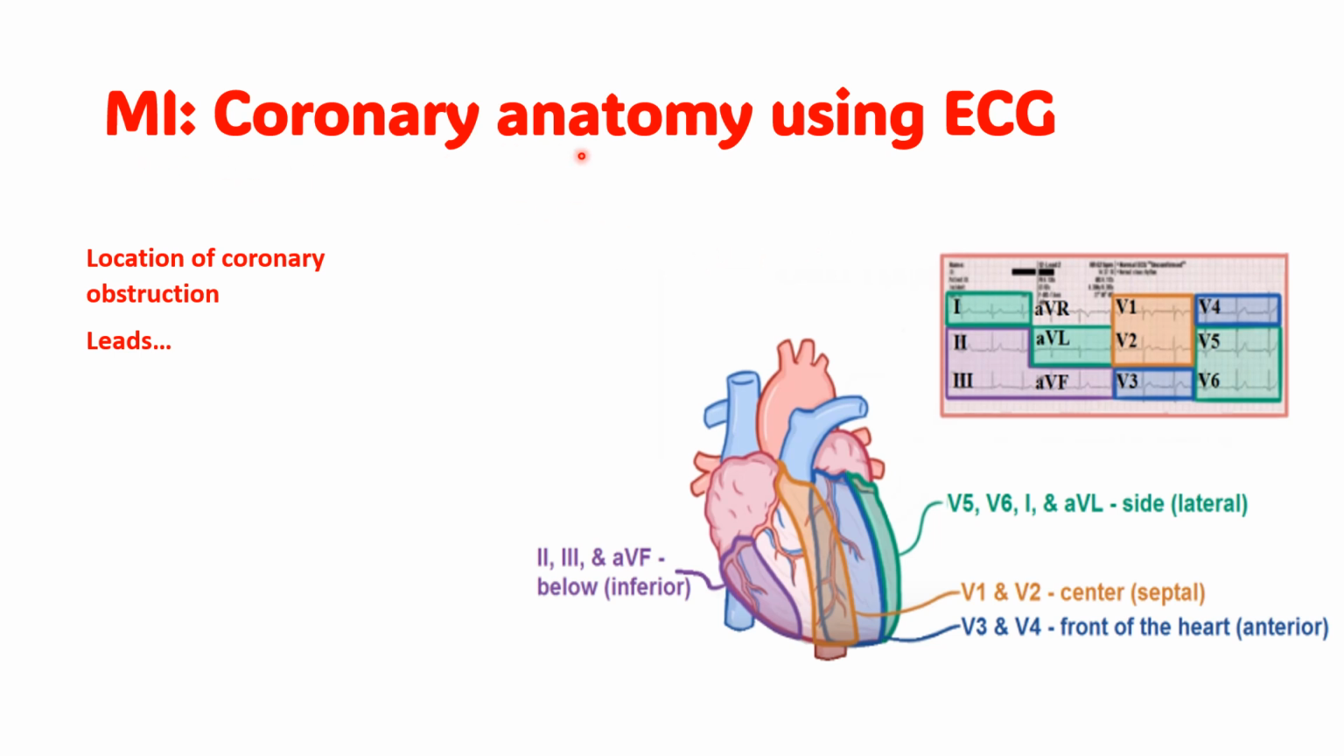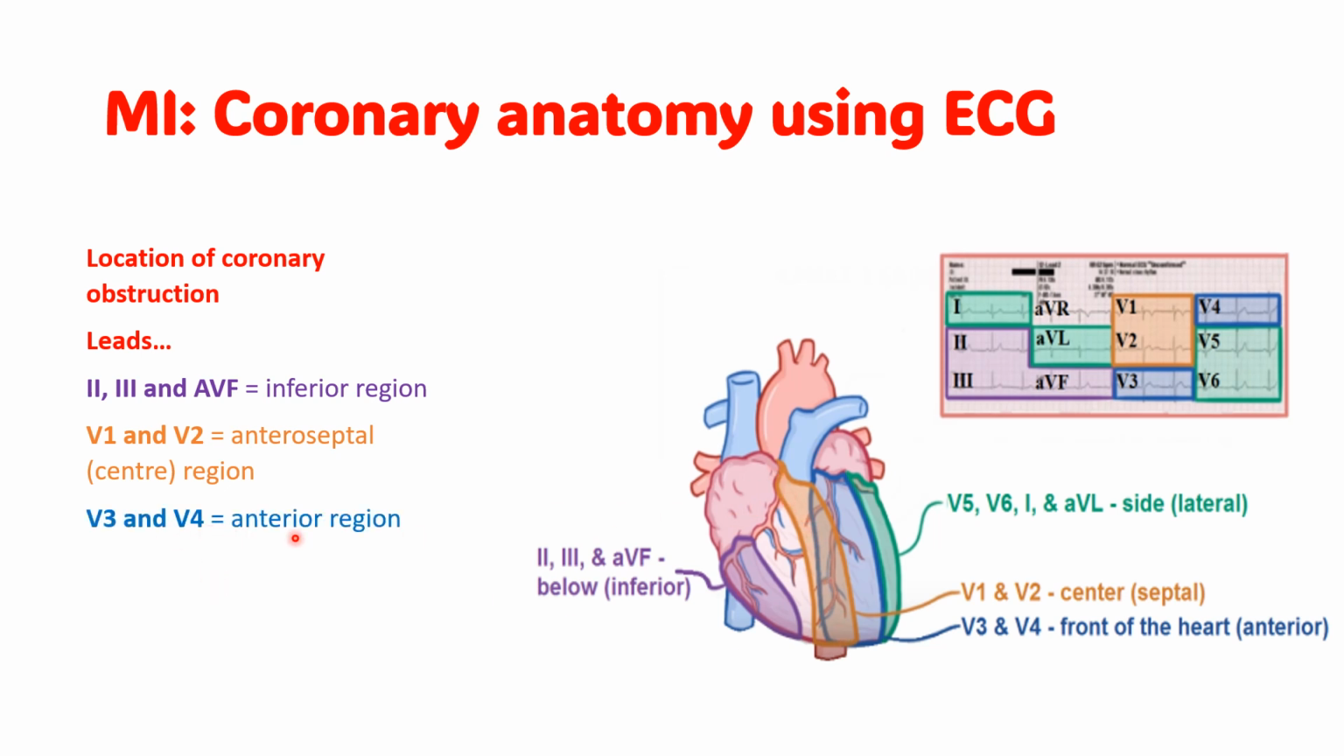All right, so the ECG is such a useful tool in helping us determine where a coronary artery obstruction could be. So if it's in leads 2, 3 and AVF, this could be in the inferior region, this purple region here. V1 and V2, the anteroseptal region, this orange region here. V3 and V4, the anterior region. And then V5, V6, 1 and AVL, the anterolateral region. I think this is such a great diagram for helping you to understand that. It's really helped me get my head around it.